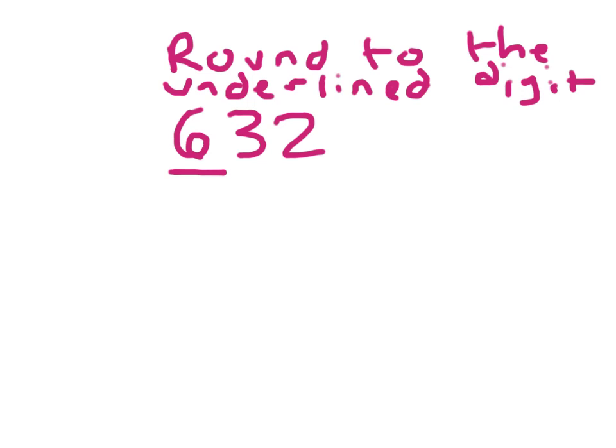This is 632. It's a whole number. In this case, we circle the 6 because that's the place value that we're rounding to, the hundreds place. Underline the neighbor, 3. If it's 0 to 4, the circle stays the same. And so the circle stays the same.